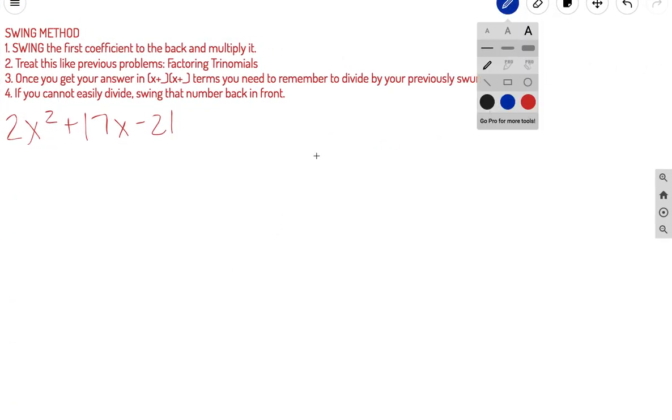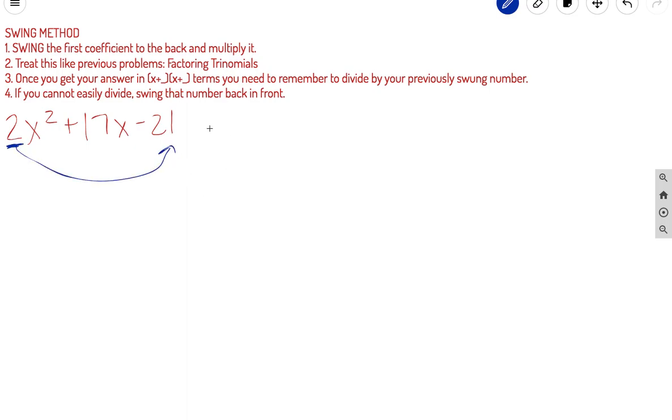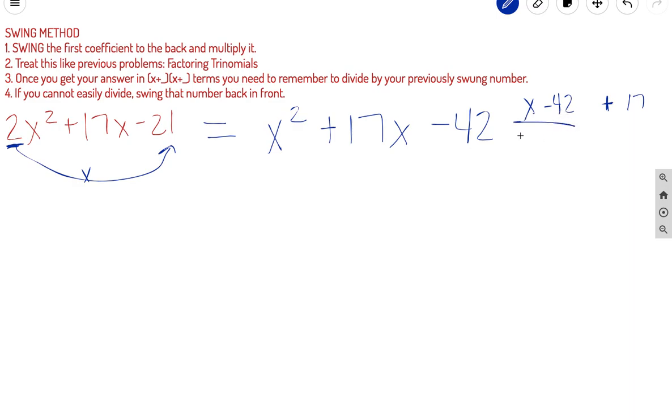Okay, so let me use a different color. Remember, swing method. Swing the first coefficient to the back and multiply it. So we're going to take this coefficient, swing it to the back and multiply it. So my new problem is going to read x squared plus 17x, in this case minus 42. Okay, right, 2 times negative 21. So now, step 2, treat this like the previous problems we've been doing, factoring trinomials. So we need to find two numbers that multiply to get me negative 42, but that add to get me 17. So with multiplying to get a negative 42, we know that we have to have one negative and one positive. So we start guessing.